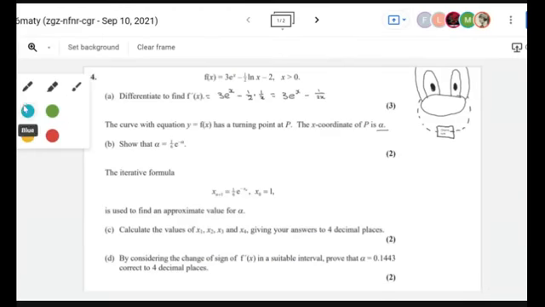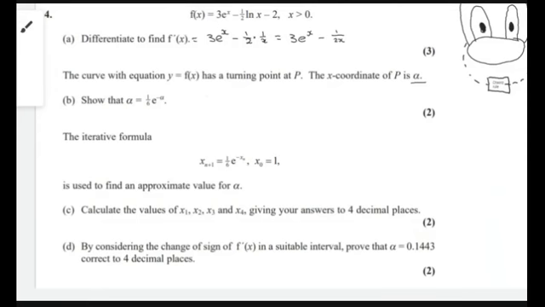Okay, so 3e to the power of x minus 1 over 2x equals 0. And then what you do is, you know that you have to rearrange it to figure out what x is. In this term it's alpha, so just replace all the x's with alphas. So 3e to the power of alpha minus 1 over 2 alpha equals 0. And then the first step you can do is bring over the 1 over 2 alpha. So 3e to the power of alpha is 1 over 2 alpha.